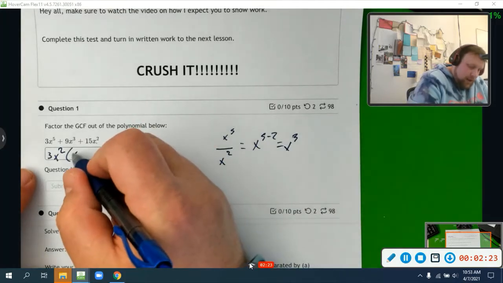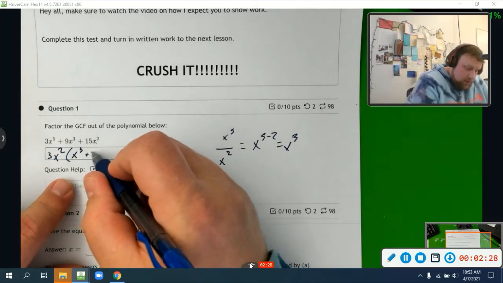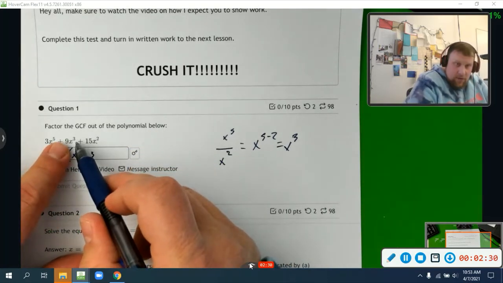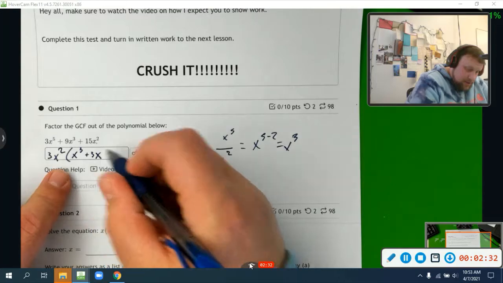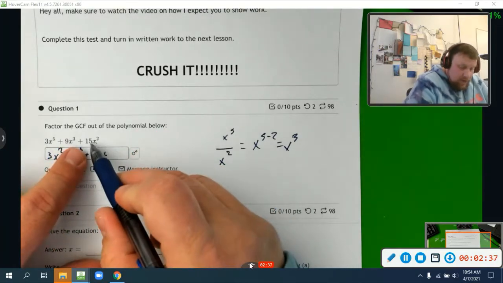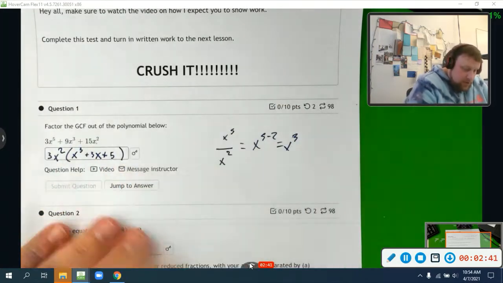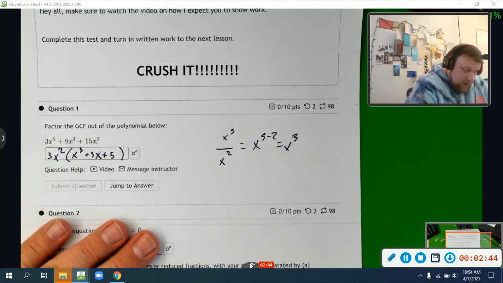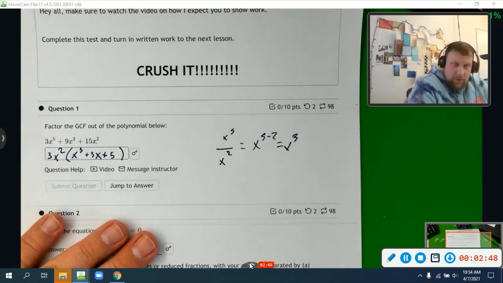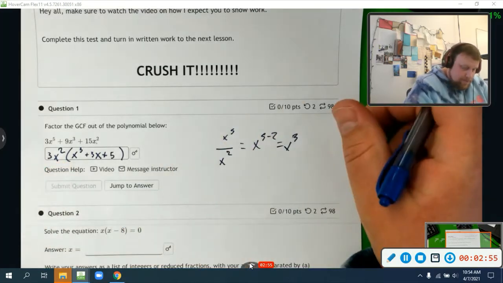So I'm left with x to the 3rd. 9 divided by 3 is 3, so plus 3. x to the 3rd divided by x squared is just x. Then plus, you always have to put the sign in there. And 15 divided by 3 is 5, and x squared divided by x squared is just 1, so that's what I'm left with. So I'm left with 3x squared times (x to the 3rd plus 3x plus 5). That would be how I would answer that question. So you're just factoring out everything you can, writing the rest in parentheses.